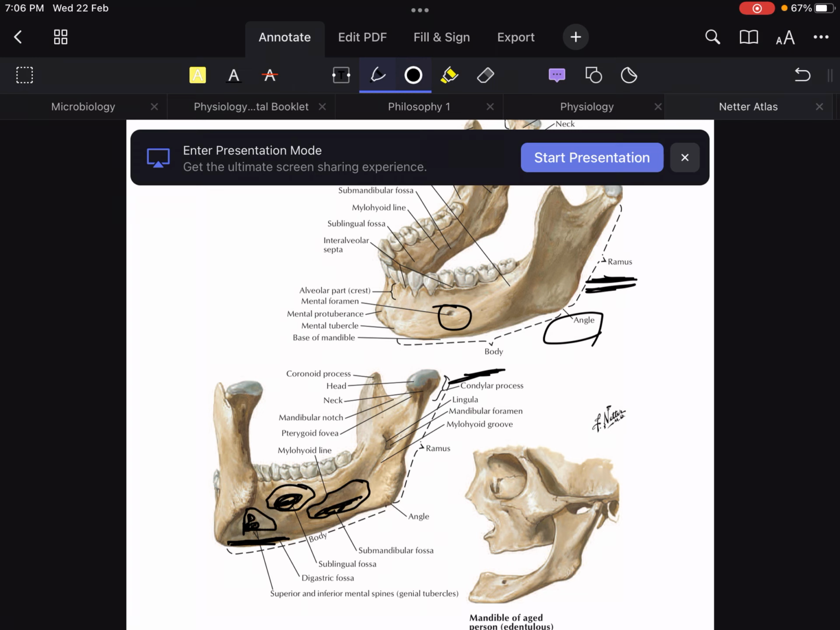Okay. Another part that is located here is this groove, the mylohyoid groove. Again, this groove is for the muscle with the same name. This is the mylohyoid groove, so the name of the muscle is the mylohyoid muscle. It's important to know.